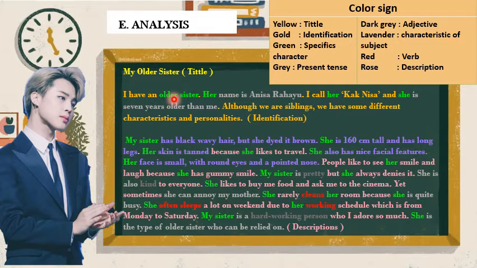Here, green color is the sign of the specific character. Here, there are three green colors to show it, like older sister, her, and she. It refers to the main character that will be described in the text. Then, here gray color means the present tense. Here the present tense: Her name is Anissa Rahayu and she is 7 years older than me.